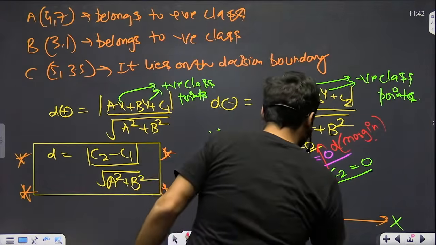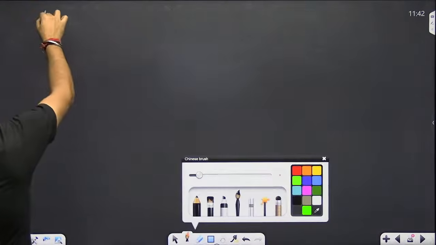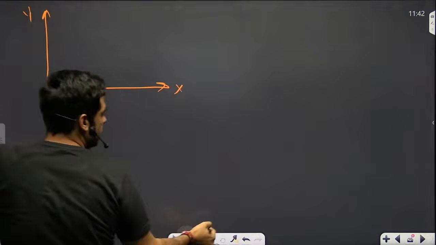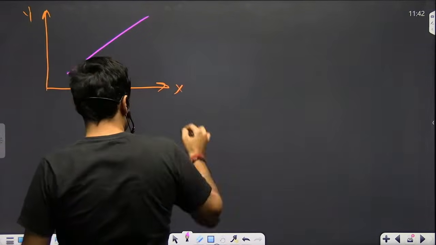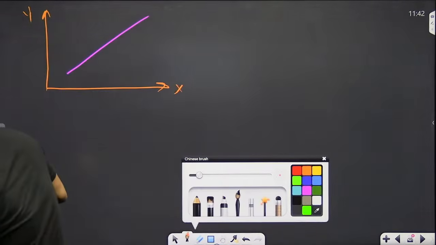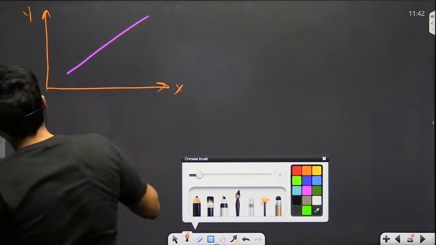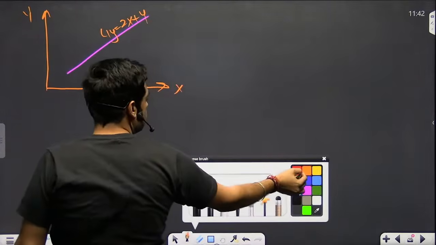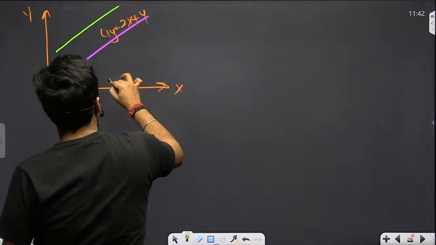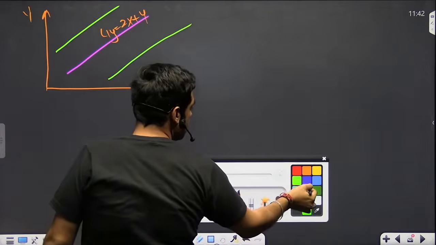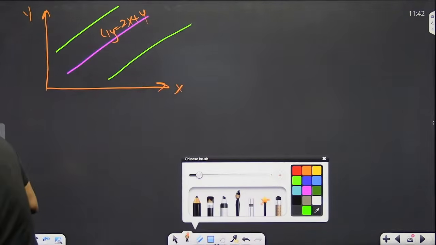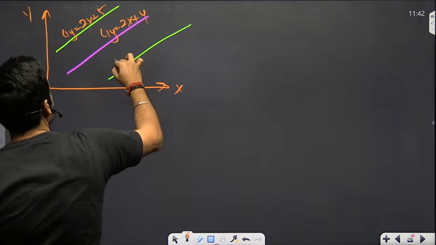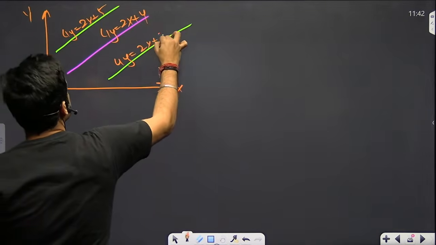I am just giving you a very simple question. For example, I have a graph between dependent variable and independent variable. The main hyperplane equation is given as 4y equals 2x plus 4. The positive support vector hyperplane equation is 4y equals 2x plus 5, and the negative support vector hyperplane equation is 4y equals 2x plus 3.